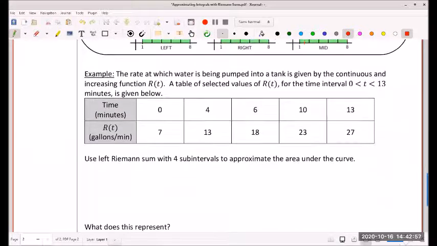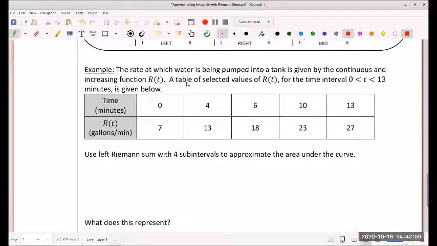Okay, let's use this for an example here. The rate at which water is being pumped into a tank is given by a continuous increasing function r of t. We have a table of selected values. So in this case, we don't have the explicit function, but we have a table of values for t between 0 and 13. We want to use the left Riemann sum with 4 subintervals. Well, notice we have 5 points here, so we're going to use 4 subintervals.